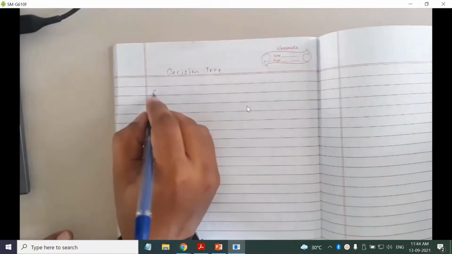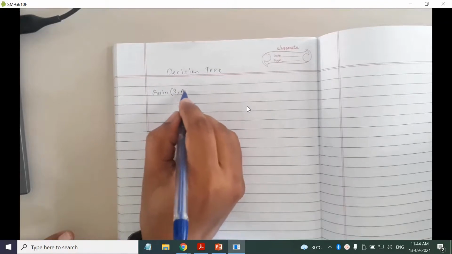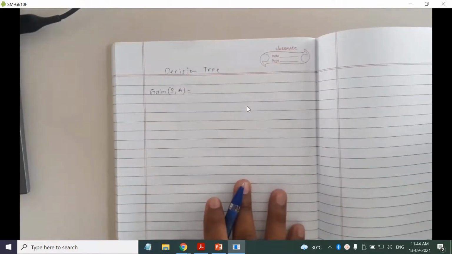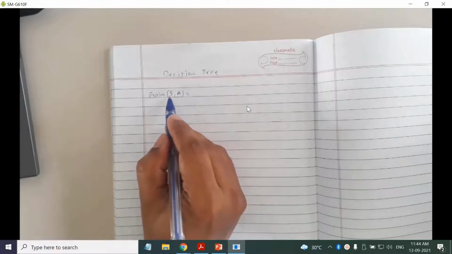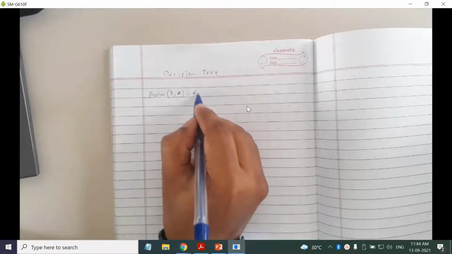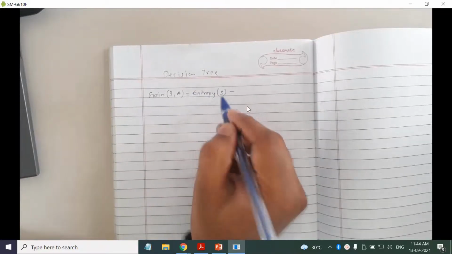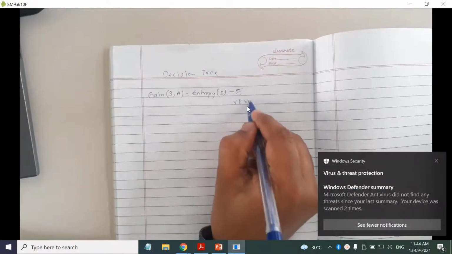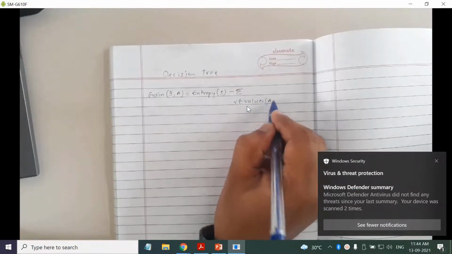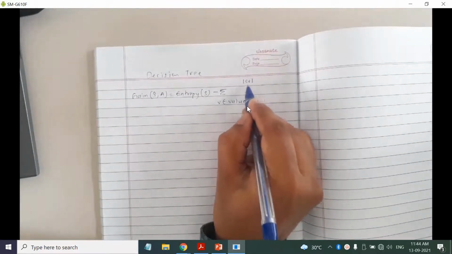So we have a formula for Gain(S, A). How to read this? Gain of attribute A over the training example set S. The formula is entropy of S minus summation over v belongs to Values(A). Then we have a division.